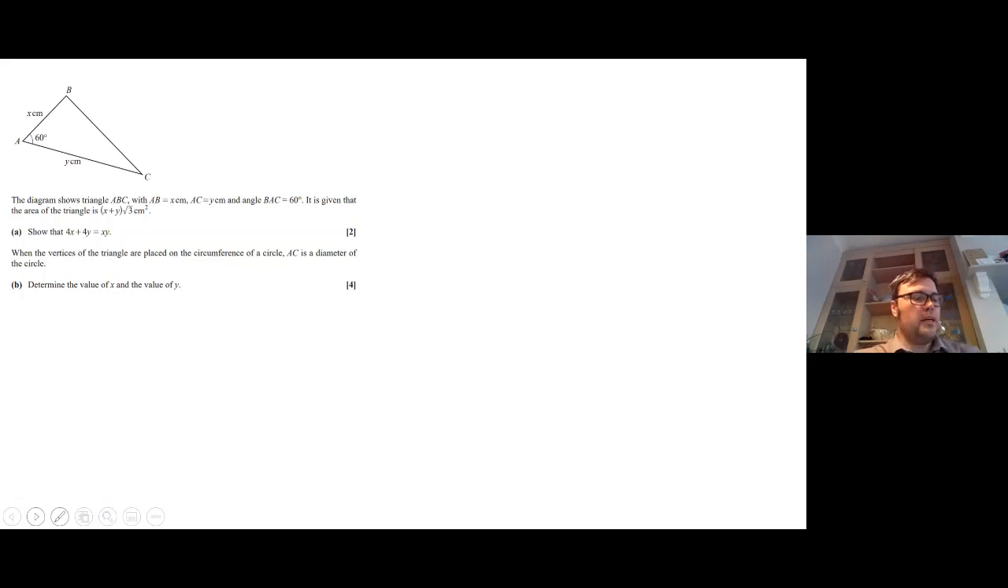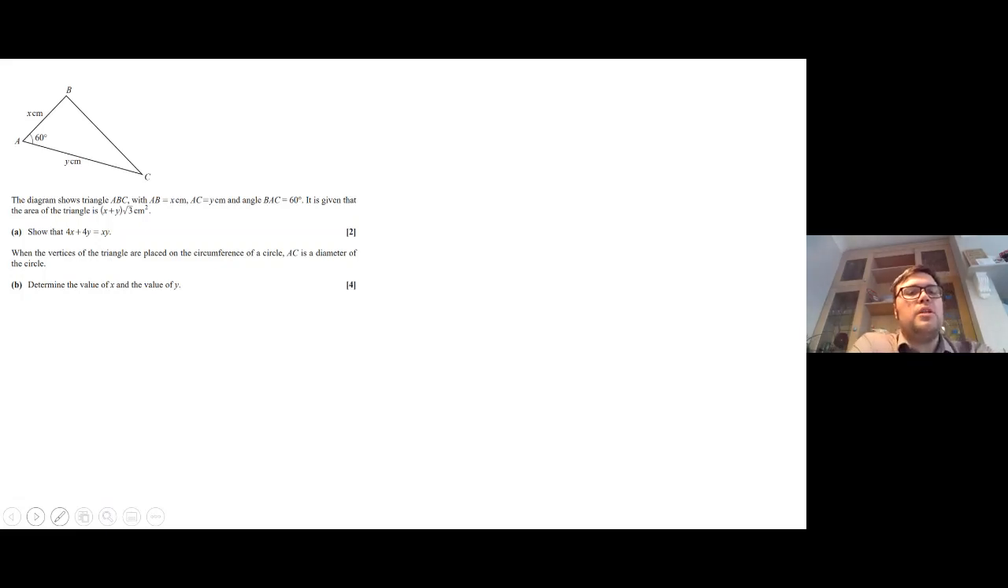The diagram shows the triangle ABC with AB equal to X, AC equal to Y, and the angle BAC equals 60. It is given that the area of the triangle is X plus Y, in brackets, times root 3. Show that 4X plus 4Y is equal to XY.